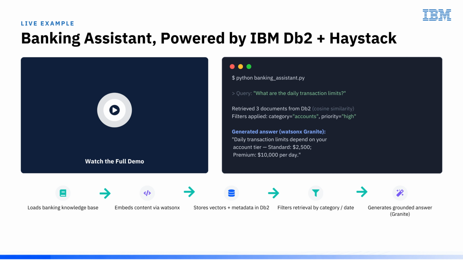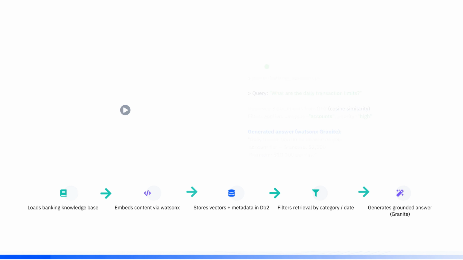So when a customer asks a question, for example, about the transaction limits, the retriever performs the vector similarity search, applies metadata filters, and returns the most relevant documents. Those documents become the context for the LLM, allowing it to generate a grounded answer rather than relying solely on the pre-trained knowledge. We'll walk through the live demonstration in the next slide.